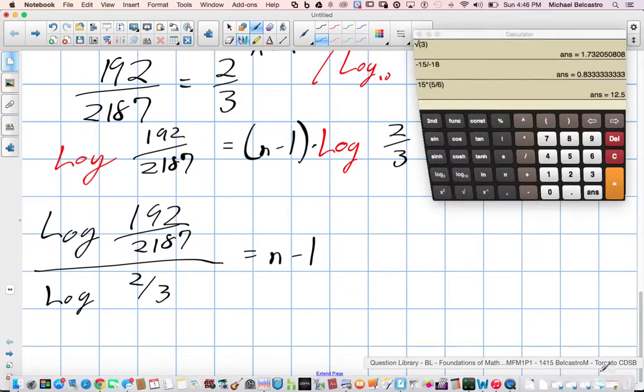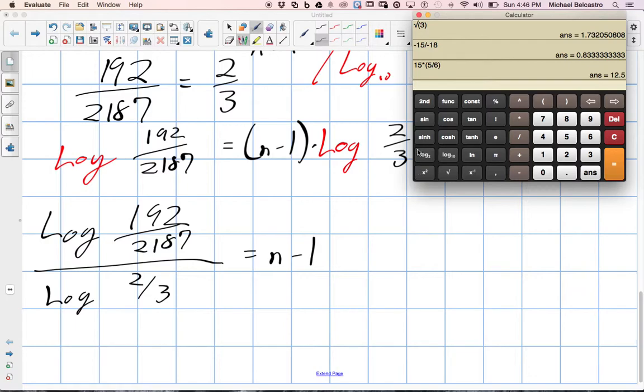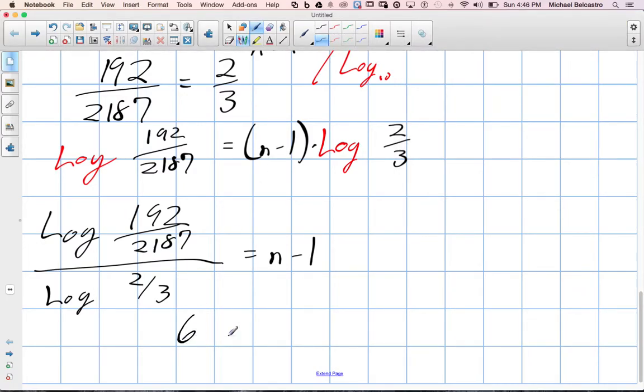Does my calculator do it? It does. Great. Log base 10 of, and it already gives me brackets, so I can put fractions in. 192 divided by 2187. I'm going to do this all in one shot, and all of that is going to be divided by log base 10 of 2 over 3. 2 divided by 3. I need 2 ending brackets. The value is 6. That's wonderful. A very nice number to work with.